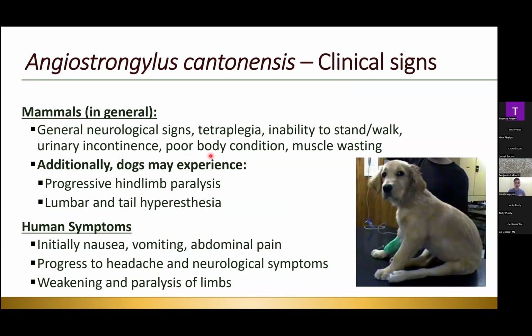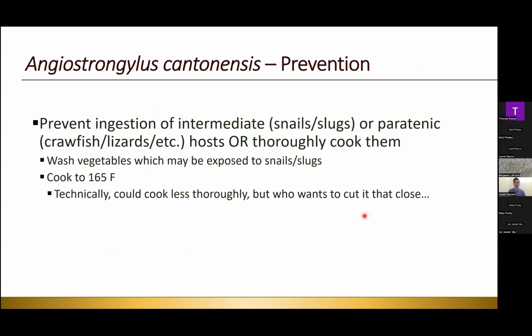So this is more just to show a sad dog. Dogs, when they get it, get hind limb paralysis. That happens a lot in Hawaii, but it could happen to dogs here too if your dog were to ingest a slug or a snail with rat lungworm. Anyway, prevention: if you want to eat snails or slugs, you can, technically.